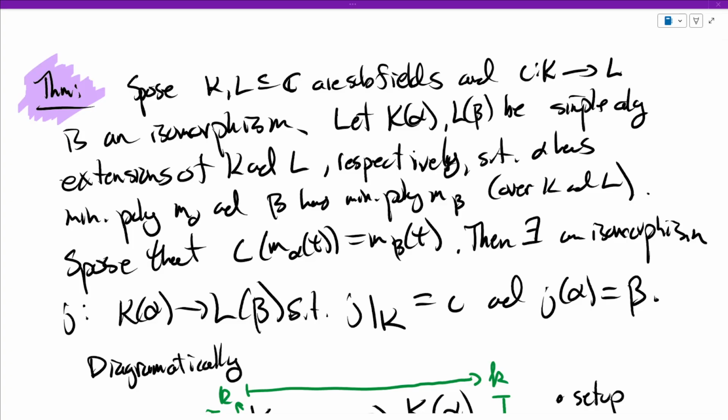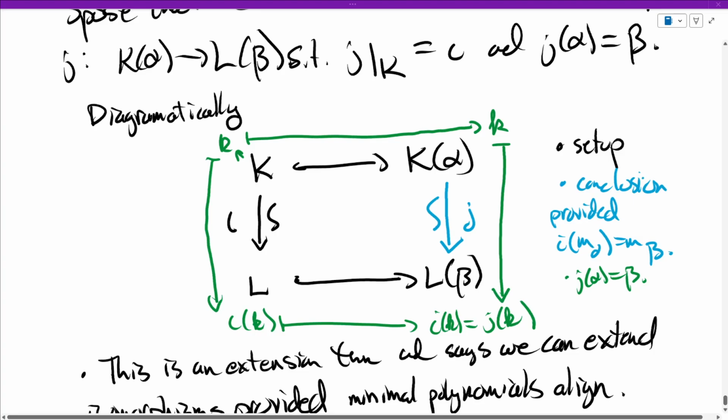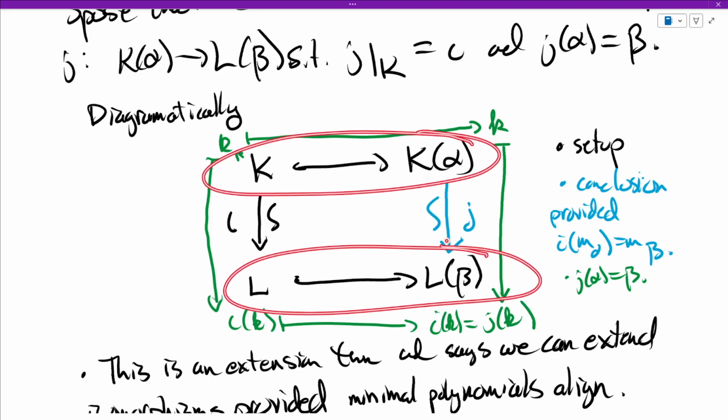Okay, so remember our theorem is that, well, it's easier to look at the diagram. Suppose we have the diagram in black. So we have an isomorphism of fields K and L. That's the vertical lines here. It's right here. And we have two simple extensions, one of K and one of L.